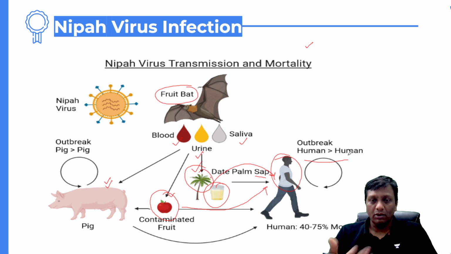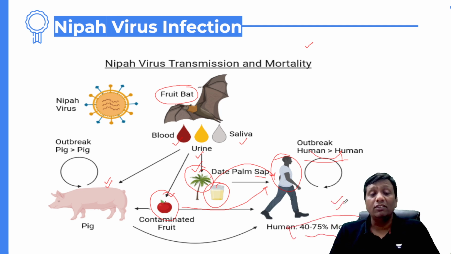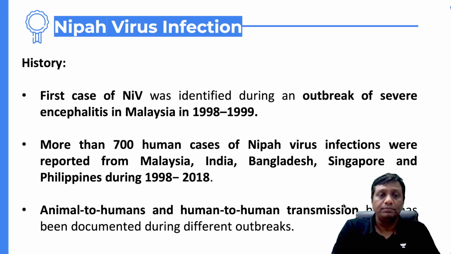And when a human is suffering from the transfer of this from the date palm to human, now human to human are already in the societies, and it will spread. Just like COVID, human to human in societies they spread. The 40 to 75% mortality rate of Nipah is pathetic and very dangerous, guys.